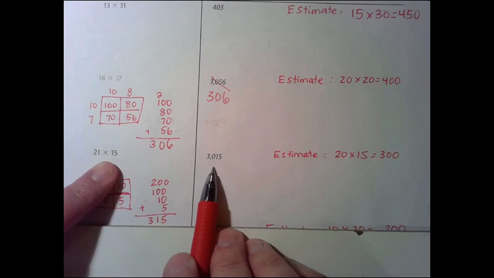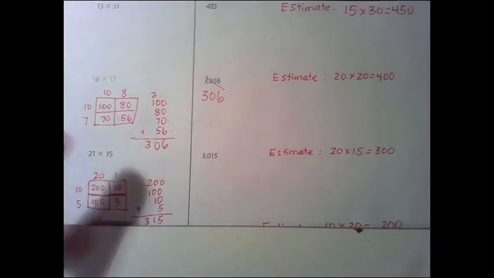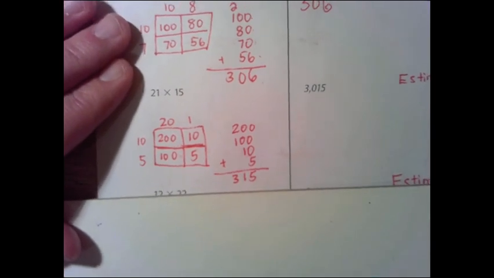Well, again, our estimate is 300. Their answer was in the thousands. It was 3,015. So again, not anywhere close to our estimate. So let's do it out. So zooming in again. Oopsie. There we go. Sorry about that.